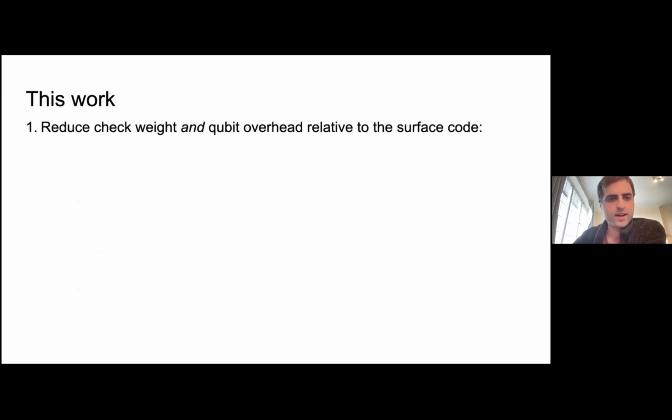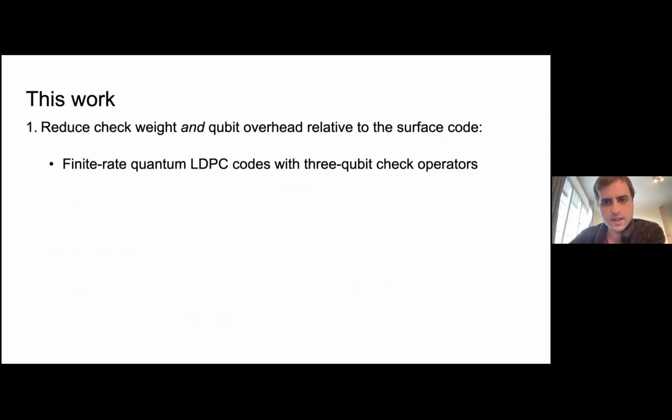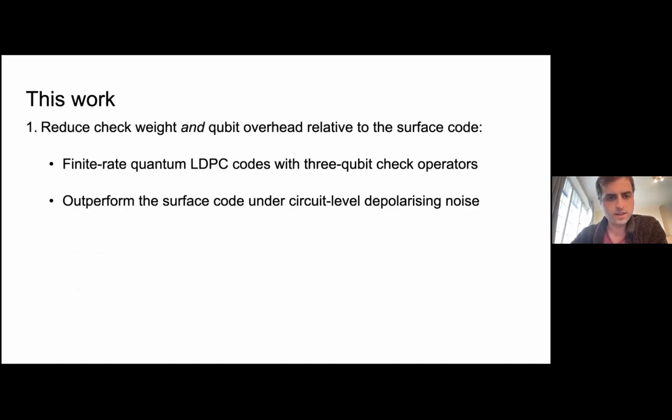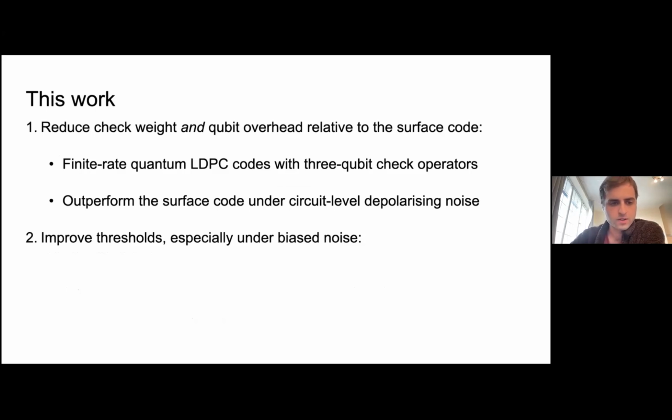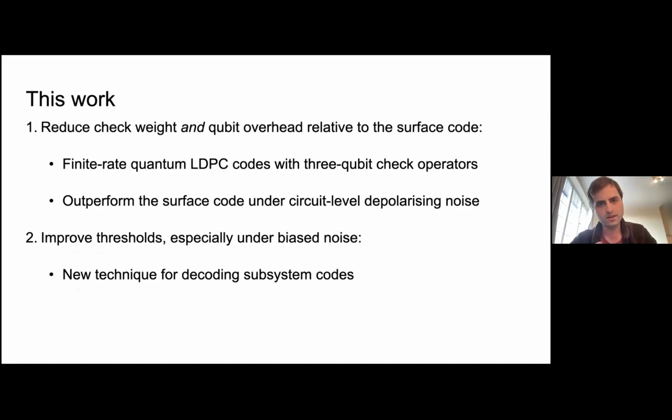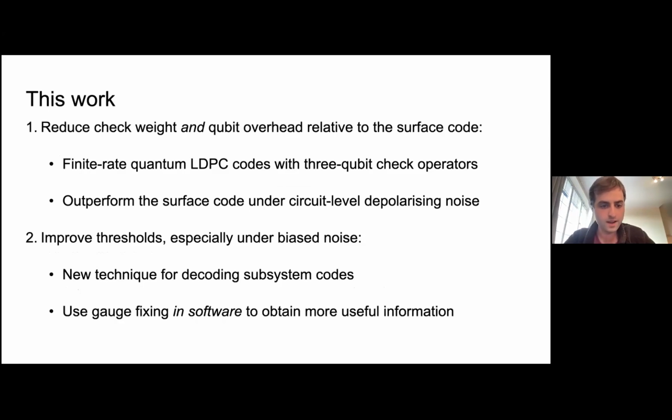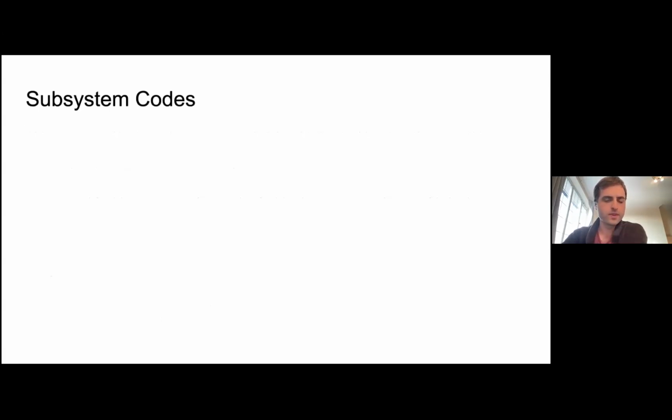In this work, we look at reducing both the check and the qubit overhead relative to the surface code for storage. We introduce finite rate quantum LDPC codes with three-qubit check operators and show that these outperform the surface code under circuit level depolarizing noise. We also show how to improve the thresholds, especially under biased noise. It's a new technique for decoding subsystem codes that can be applied quite broadly to other subsystem codes, but we apply it to the subsystem surface code. That uses gauge fixing in software to obtain more useful information.